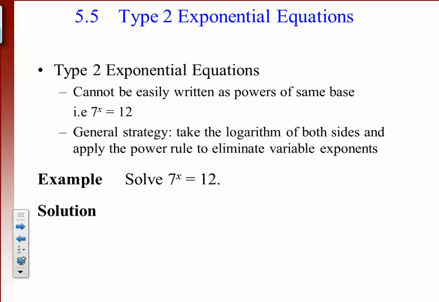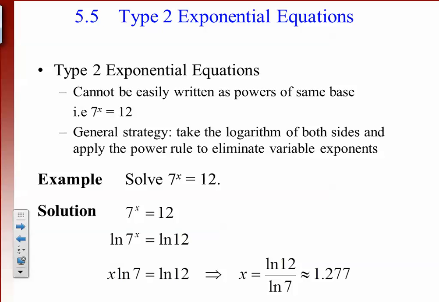Now we're going to do problems where they can't easily be rewritten as powers of the same base. For example, they have 7^x equals 12. So there's no way to rewrite those with the same base. Okay, so the general strategy for those is to take the log of both sides and then apply the power rule to eliminate the variable exponent. It looks like this when we do that.